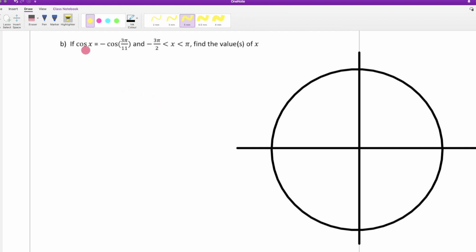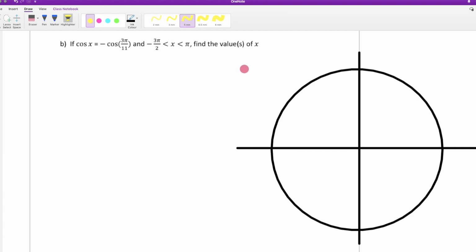So let's read it. If cos of x equals negative cos of 3 pi over 11 and negative 3 pi on 2 is less than x is less than pi, find the values of x. It's quite a mouthful. Now, this question is similar to what we previously did in our last question, but I'm going to approach it in a slightly different way, utilizing the same principles.